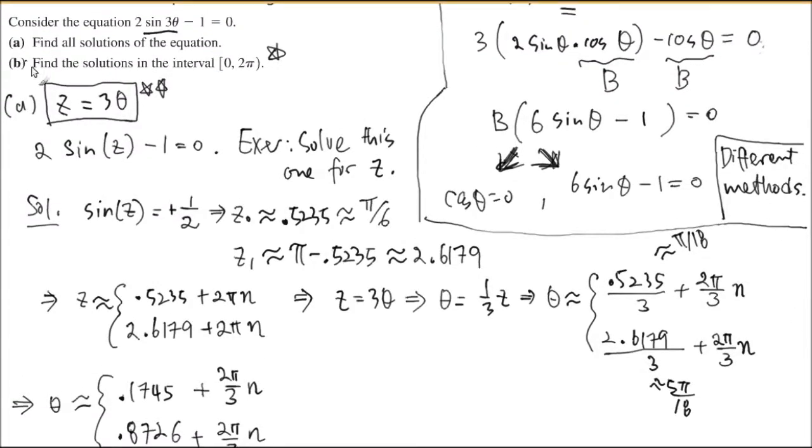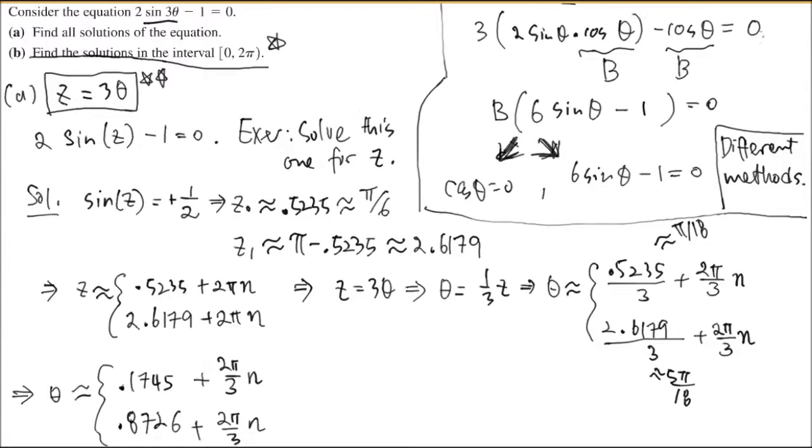Part B, find solutions in the interval 0 to 2 pi. Remember we did this type of problem between 3 and 40 something. We figured it out, right? By figuring out what kind of n we should consider in this one in here. All right. So let's do this beginning part together and see if we can figure this one out.